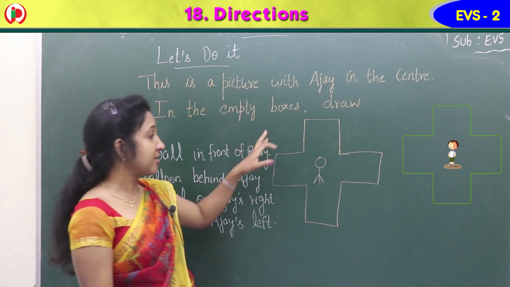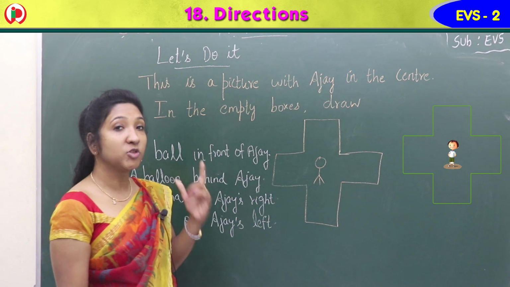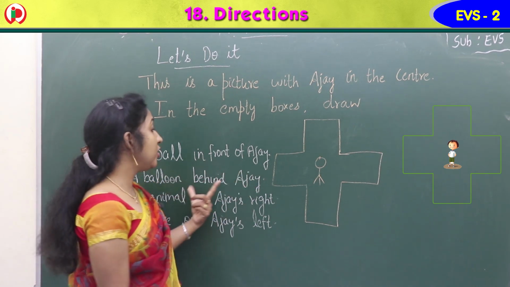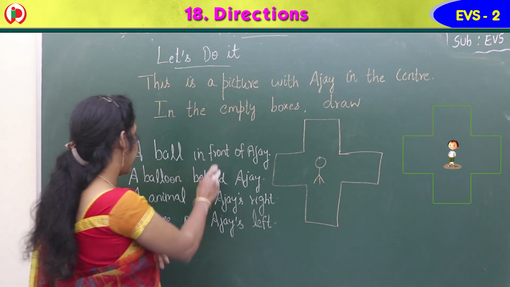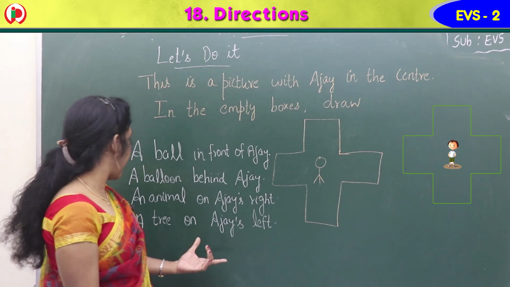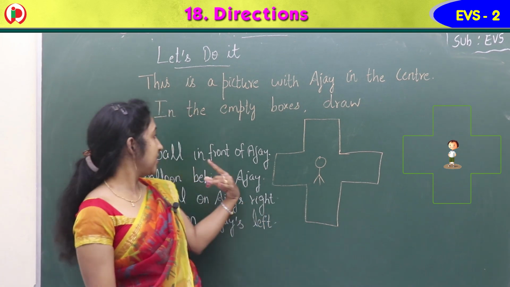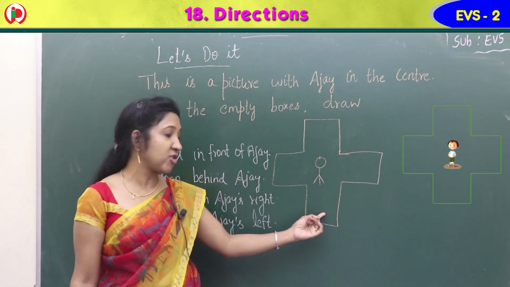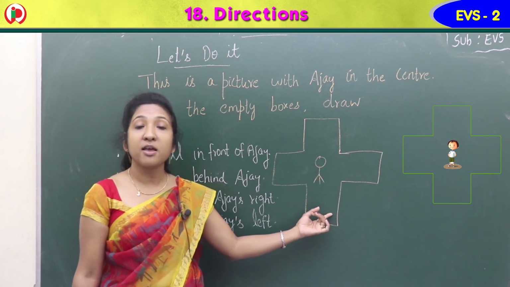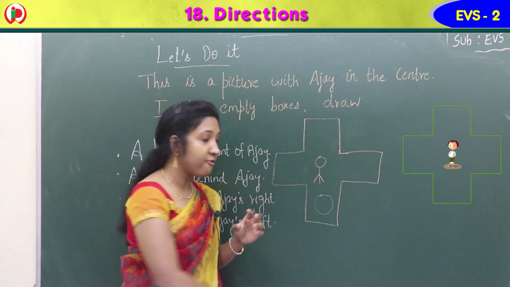In the empty boxes, so there are empty boxes like this. So in the empty boxes, draw what? A ball in front of Ajay, a balloon behind Ajay, then an animal on Ajay's right, then a tree on Ajay's left. So Ajay is here. First, a ball you have to draw in front of Ajay. In front of Ajay means here in this box you have to draw a ball.